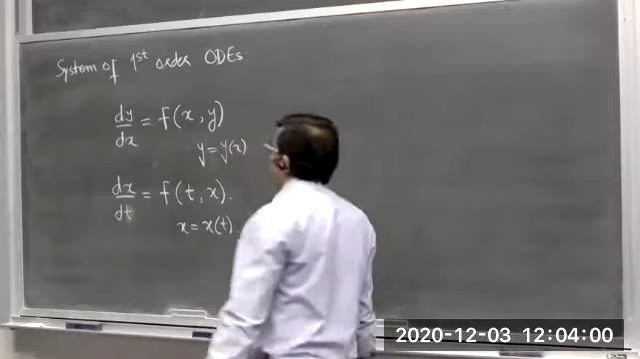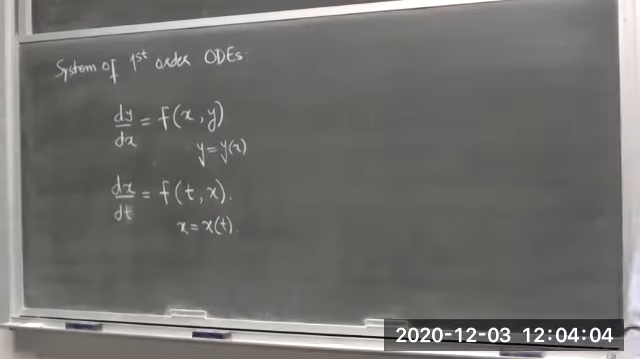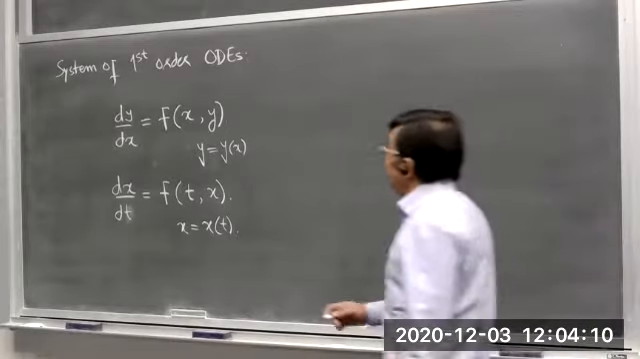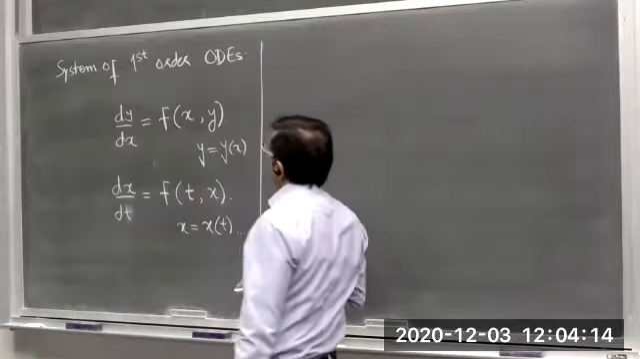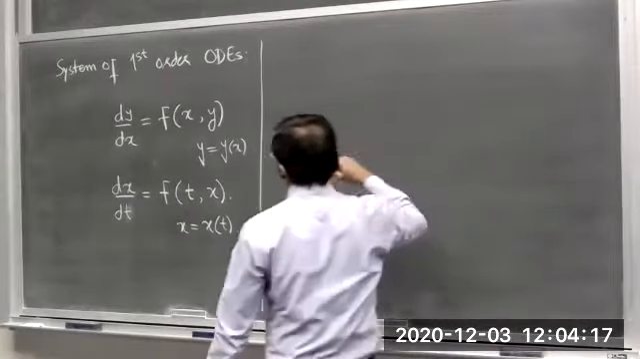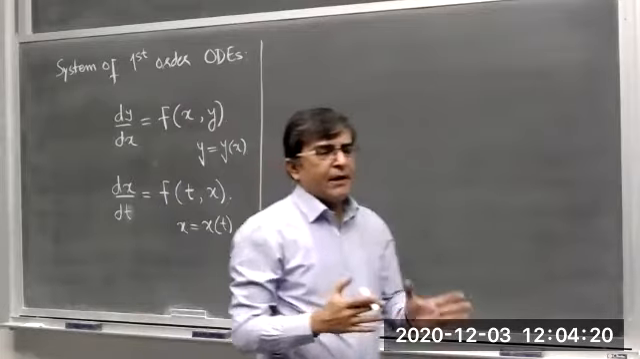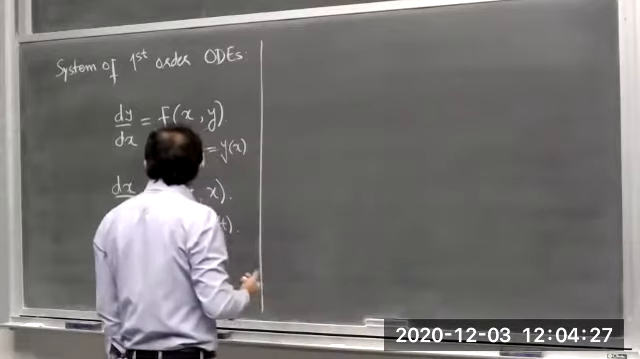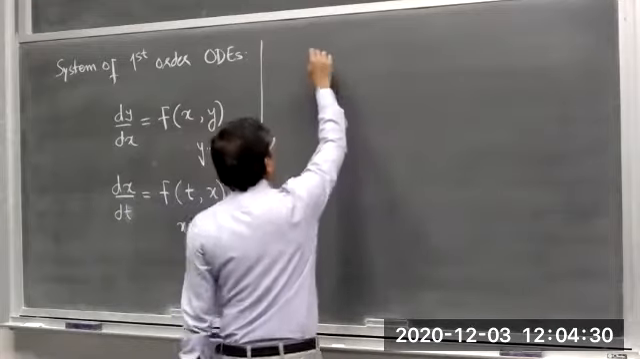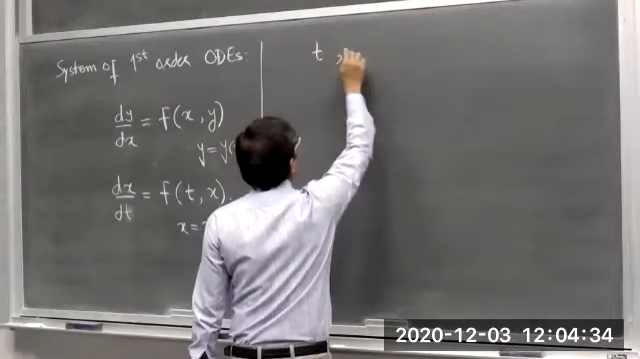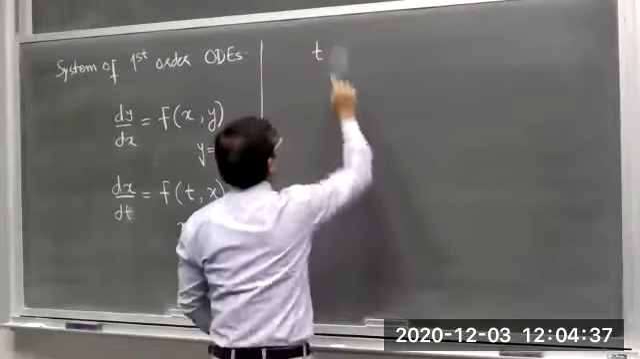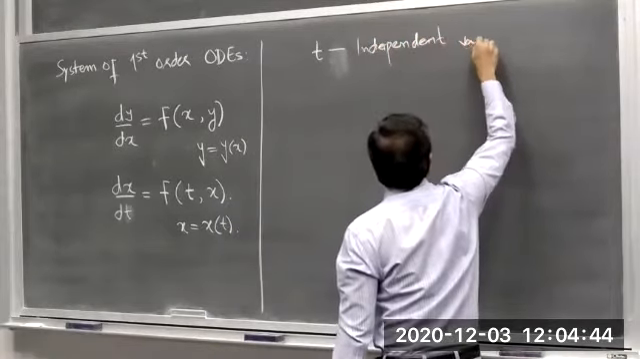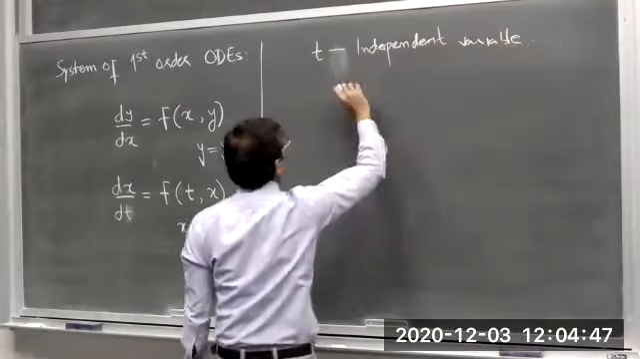Now today we are going to discuss what a system of first order ODEs is and how to handle and solve it. In general, how can we write a system of first order ODEs? In that, we need to define n dependent variables. The system contains n dependent variables and there is one independent variable t.